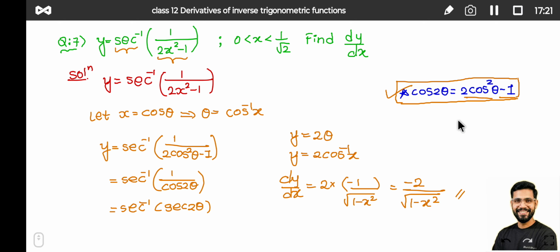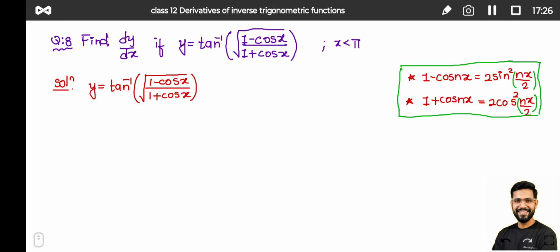Now look at two most important questions from inverse trigonometry derivatives. Look at the first most important question. We have to find out dy by dx. Y is given tan inverse of square root of 1 minus cos upon 1 plus cos.